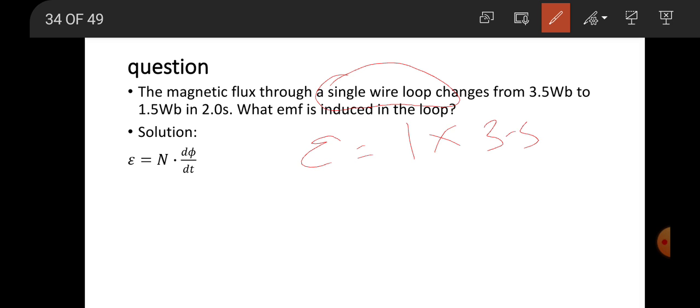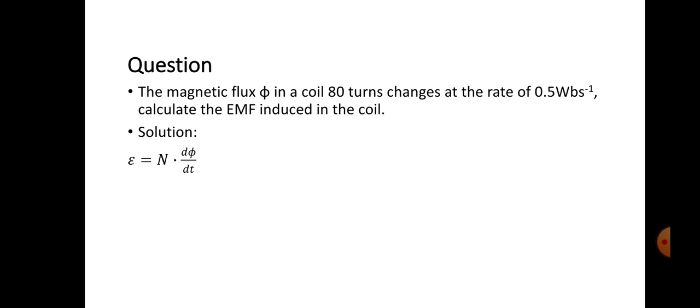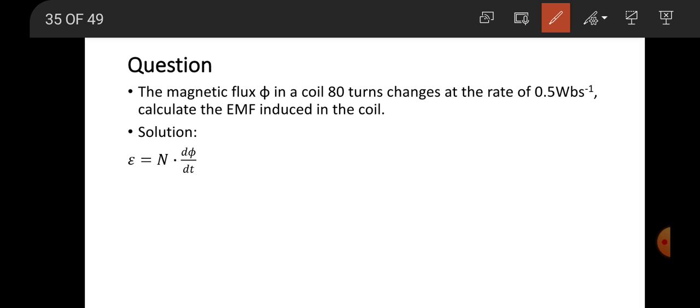is 3.5 minus 1.5. Okay, now divided by the time here, which is 2 seconds. So 3.5 minus 1.5 is 2 over 2. So the answer is 1 volt. So the induced EMF here is 1 volt. This is beautiful. Now look at the second question.